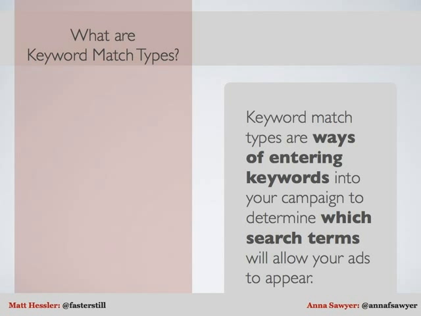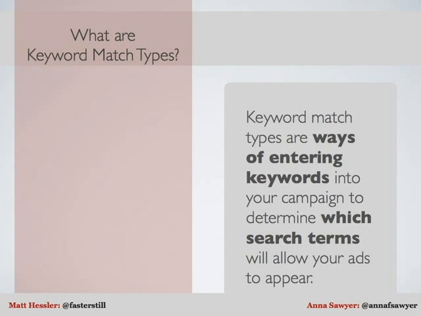First off, let's talk a little bit about what keyword match types are. When you are building out your AdWords campaign, keyword match types are a way to ensure that your ad shows only for specific versions of your keyword. So we'll talk just a little bit about a definition of terms here.